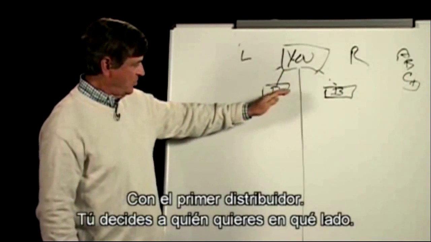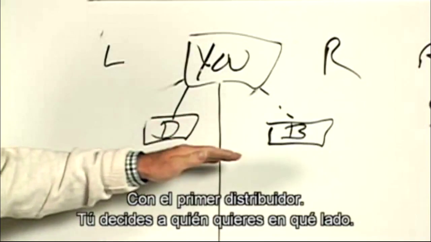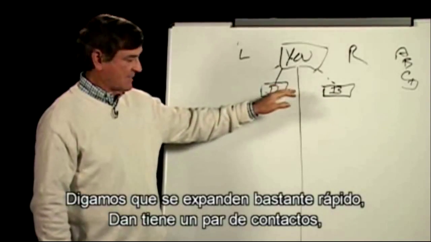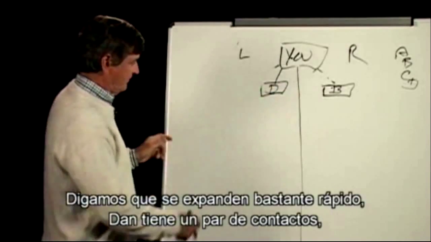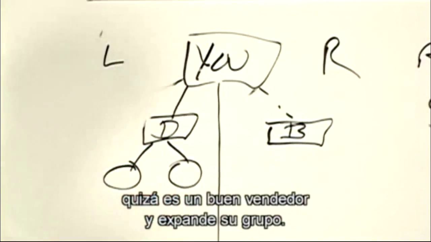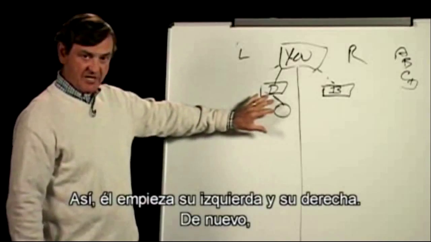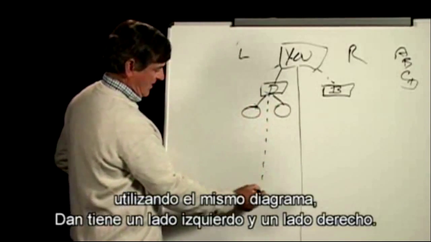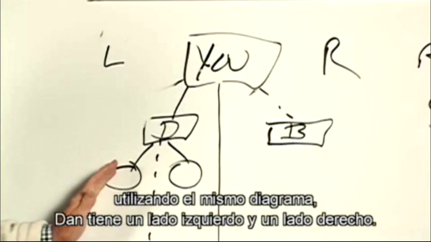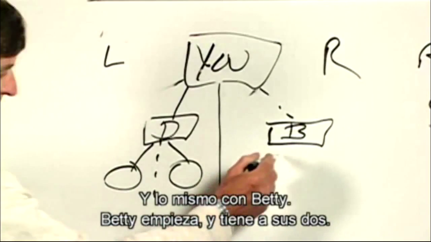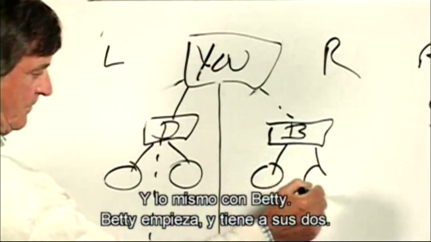First distributor, and you can decide, do I want them on my left or on my right? Wherever you want to place them, you can do it. Now, let's say that they expand pretty quickly. Dan's got a couple of relationships. Maybe he's a marketer and he expands his group. So what he's done is started his left and his right. So again, using the same diagram, Dan has a left side and a right side. Okay? And Betty, same thing. Betty gets started. She has her two.